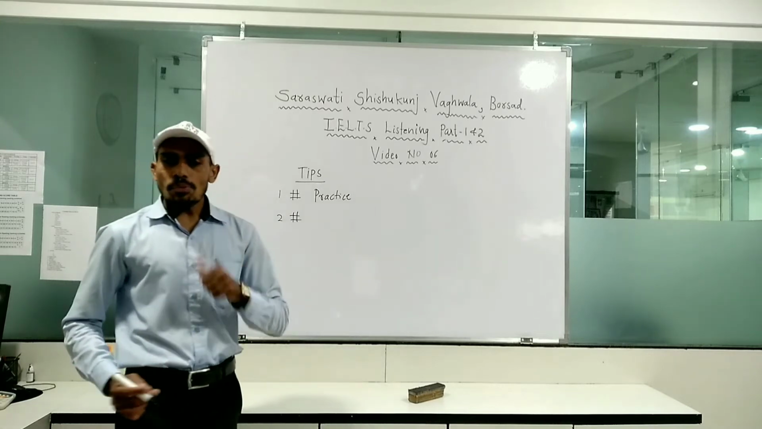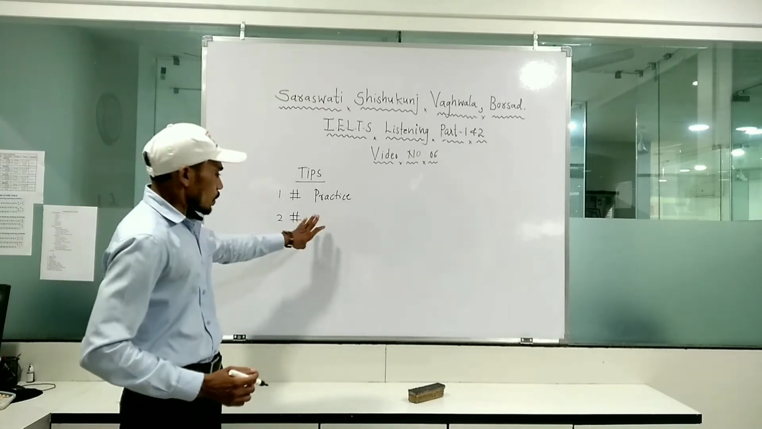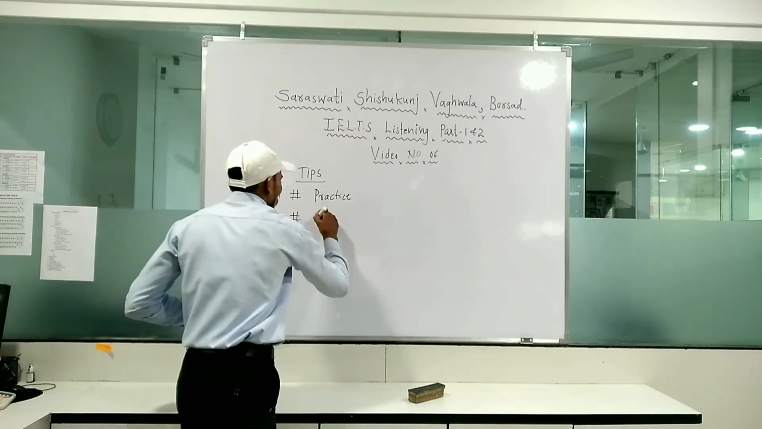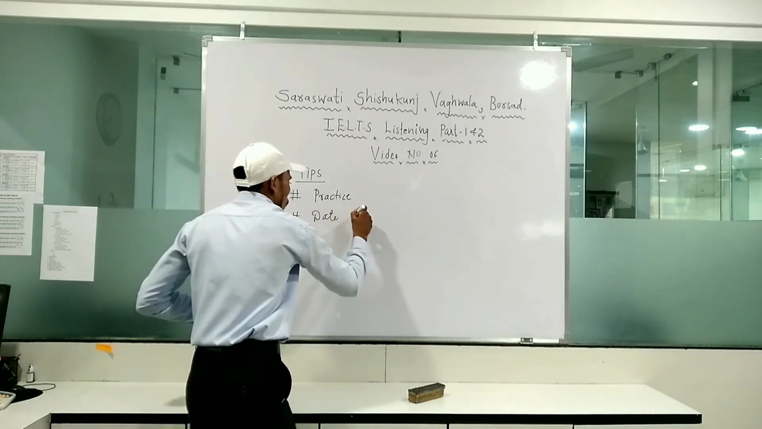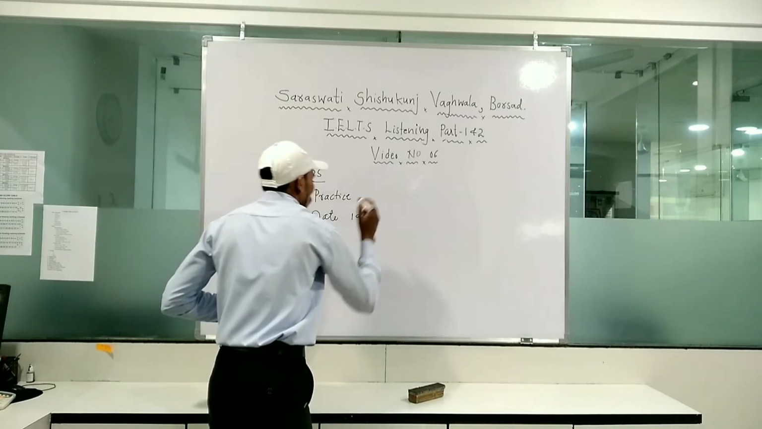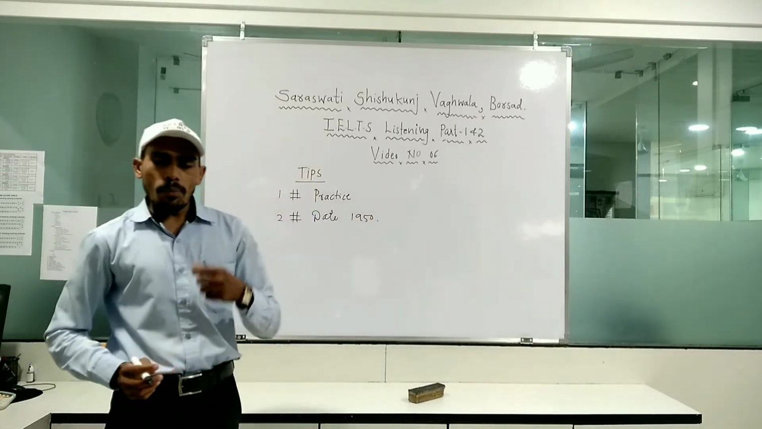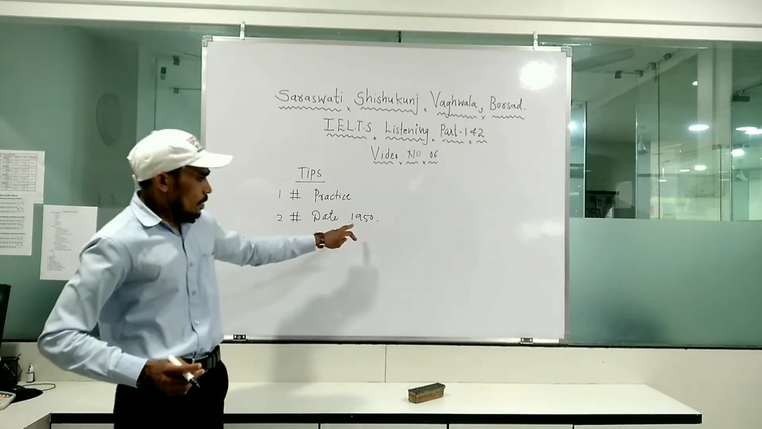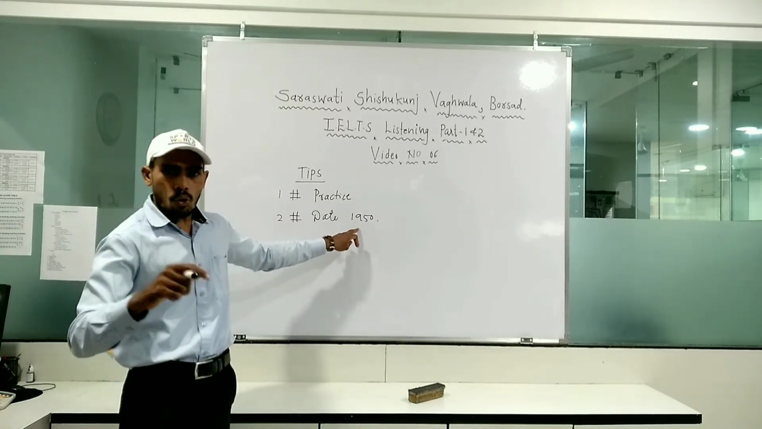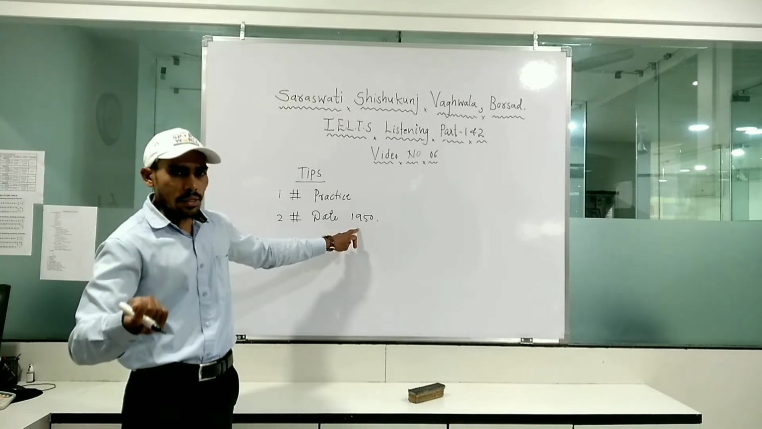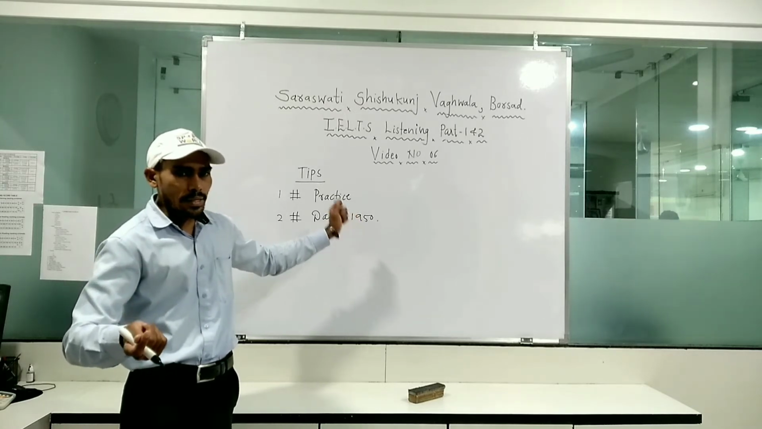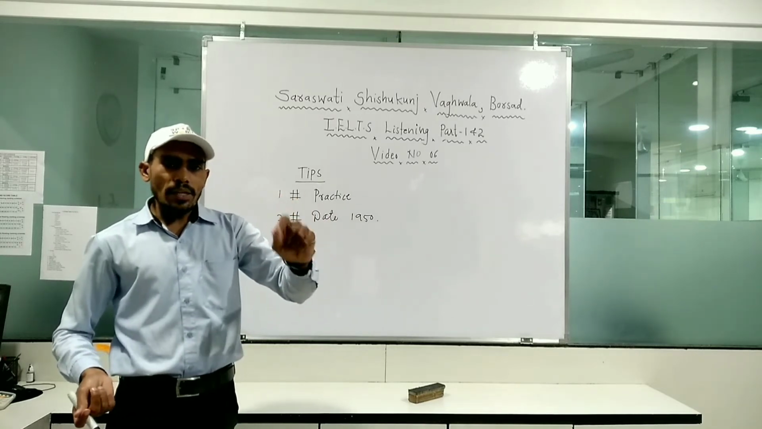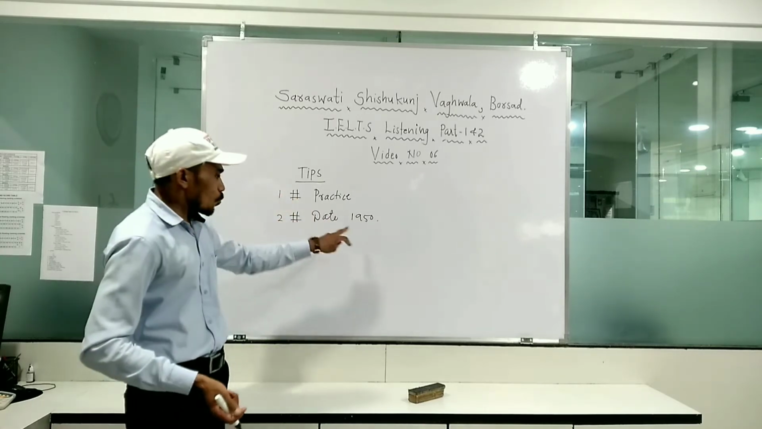The second tip that we have is date. Students, when you write a particular date or a year, it is considered as one number. Because when you start listening, it is clearly mentioned in the instructions that it is one number.